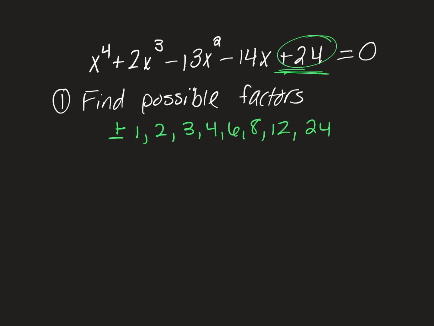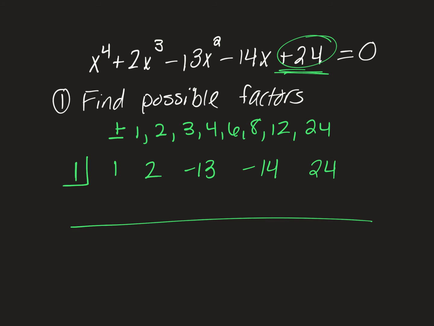Now, for those of you that insist on using pens, don't. But if you have a way to erase, it's going to be fine. Because like I said, we're going to try 1. And so now I'm going to bring down my coefficients, which are 1, 2, -13, -14, and 24. If 1 doesn't work, you can just erase that and then go from there. You don't have to rewrite this every time. You can erase your stuff and keep going.